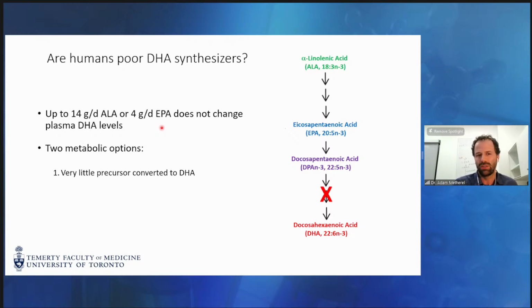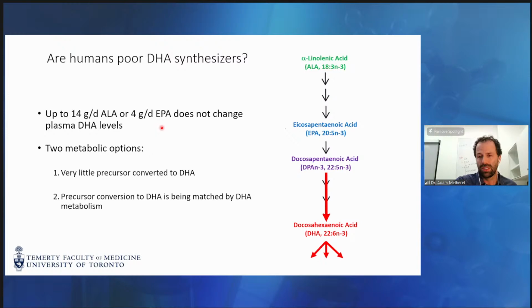One is that very little precursor is being converted to DHA. That's kind of been the general belief. The other option is that what is being converted to DHA is being matched by downstream metabolism, so beta oxidation of DHA, conversion to oxylipins, endocannabinoids, and that type of thing.